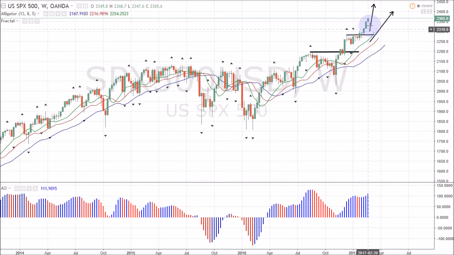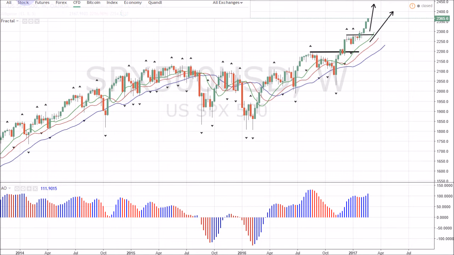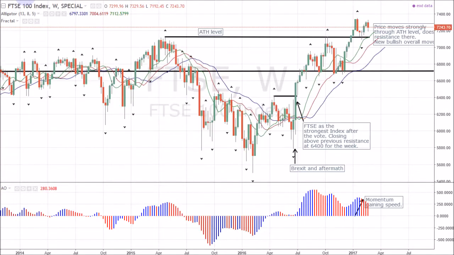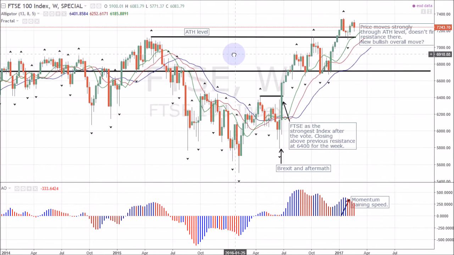So we have added on, and depending on your add-on rules, and this is really kind of an individual deal, you can add on as the momentum keeps on rising. So FTSE, really great market here. Not FTSE, I'm sorry, S&P. Next one is the FTSE.